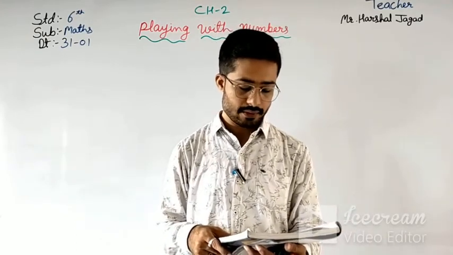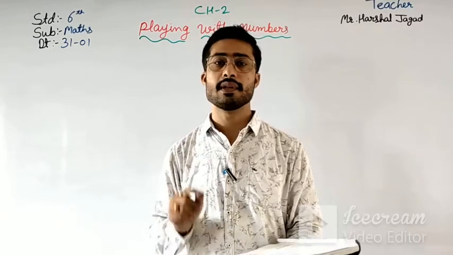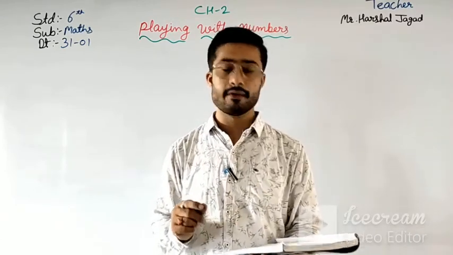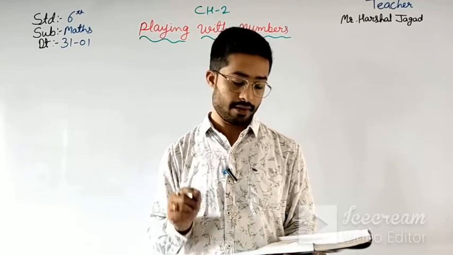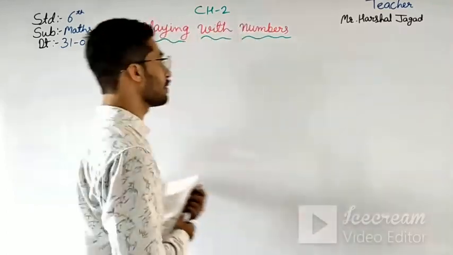Here we have to write down the multiples of the following numbers. That is 10. We have to find out the multiples of 10 between 55 and 105. So let us find out first of all.